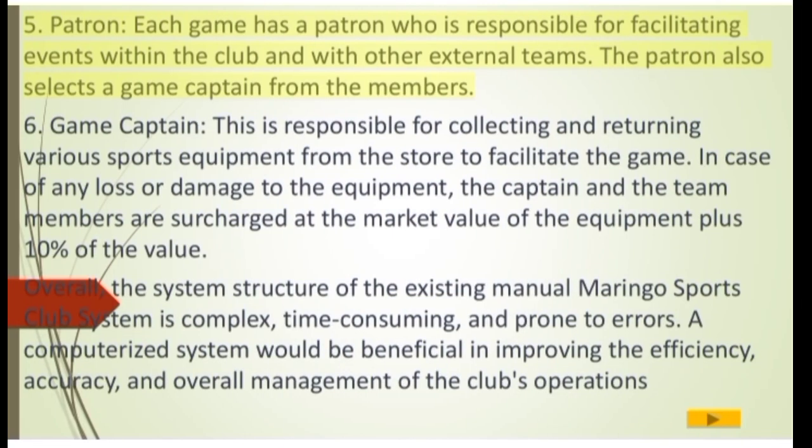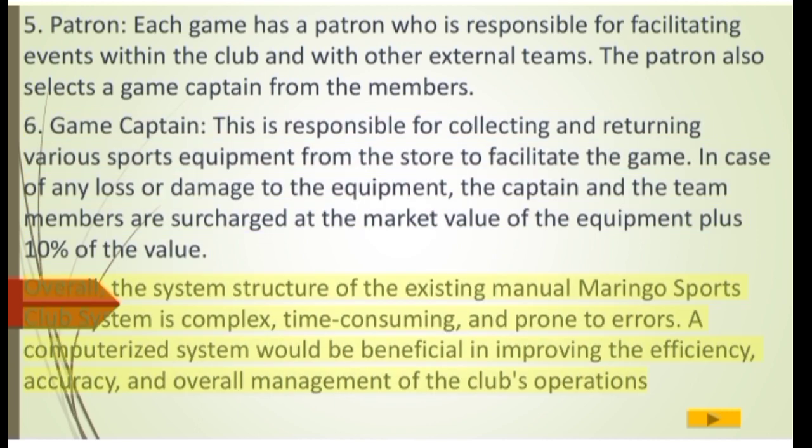5. Patron. Each game has a patron who is responsible for facilitating events within the club and with other external teams. The patron also selects a game captain from the members. 6. Game captain. This is responsible for collecting and returning various sports equipment from the store to facilitate the game. In case of any loss or damage to the equipment, the captain and the team members are surcharged at the market value of the equipment plus 10% of the value.